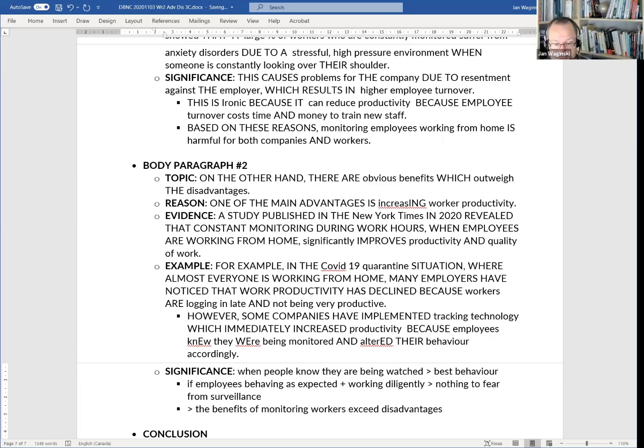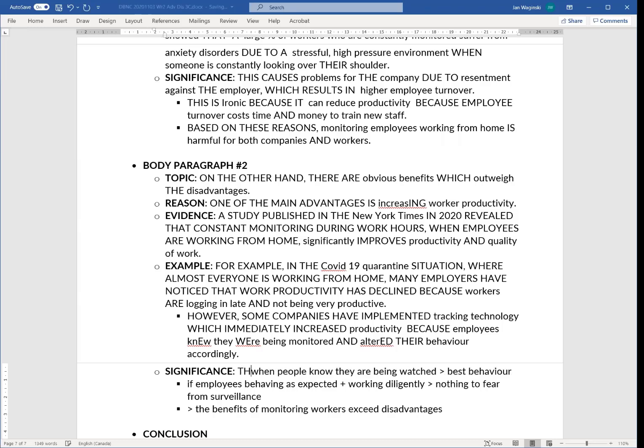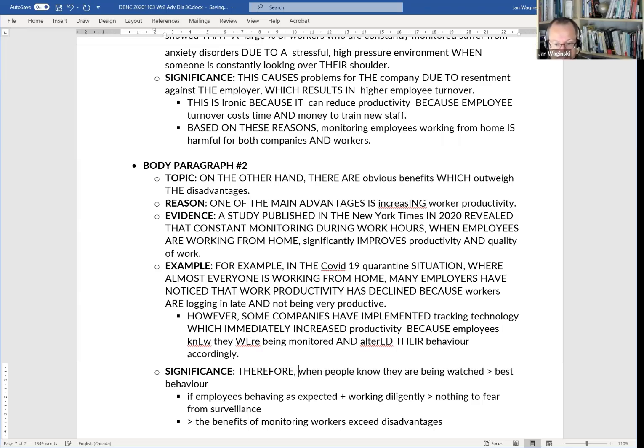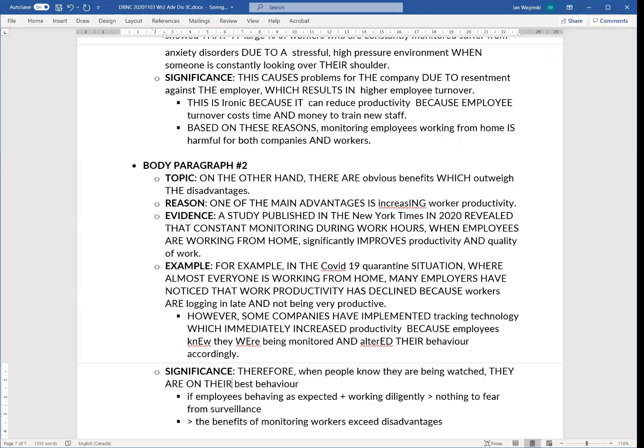Remember, this is our conclusion. So what's a typical word for beginning the conclusion? Based on the reasons, or we can say therefore. Therefore, when people know that they are being watched, they display their best behavior. The expression is they are on their best behavior, like when you take your young kids out and you say, I need you to be on your best behavior.